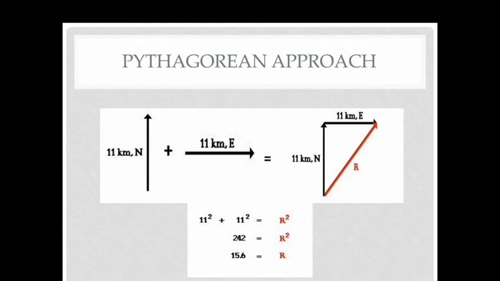So this Pythagorean approach is a useful approach for adding any two vectors that are directed at right angles to one another. A right triangle has two sides plus a hypotenuse, so the Pythagorean theorem is perfect for adding two right angle vectors.